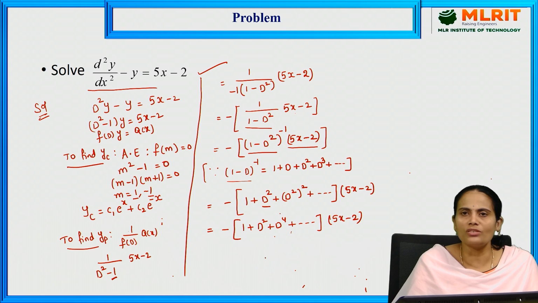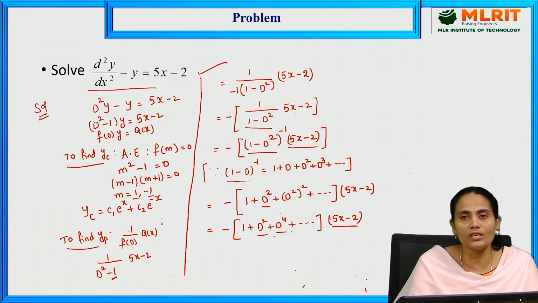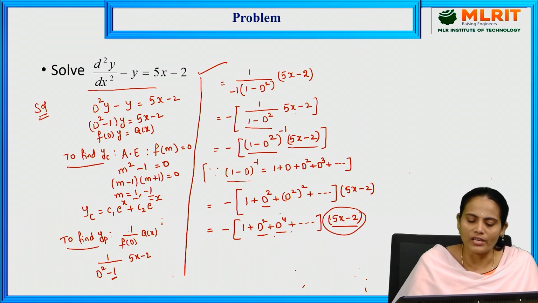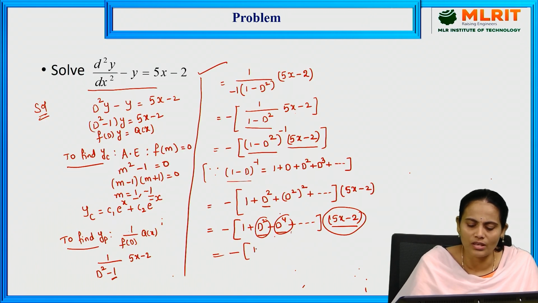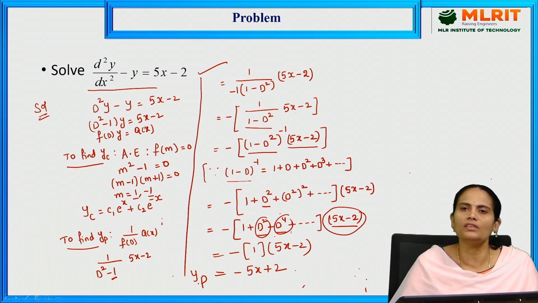So in this expansion there is no D term, we have D square and D power 4, so we can neglect the higher powers D square, D power 4, D power 6, D power 8 and so on. Why? Because the second derivative of 5x minus 2 is 0. And similarly the third derivative, fourth derivative, everything is 0. So up to the first derivative only this value exists. Right? So you have to neglect these values. This is minus of 1 into 5x minus 2. So now we have to multiply, and we get minus 5x plus 2. So this is the yp of the given function.